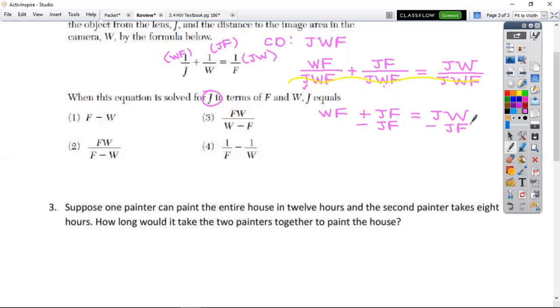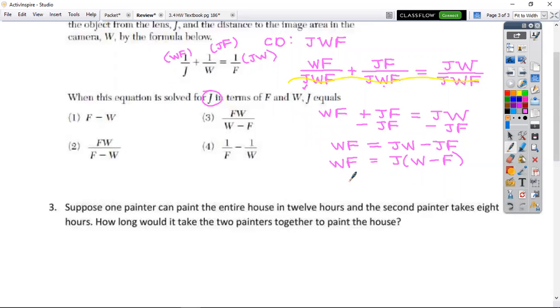And then just factor it out. So you have WF equal to JW minus JF. And then you're going to do the problems just like you're used to, where you're going to take out the GCF. So I take out a J, and I'm left with W minus F. And then your last step is to get J by itself.